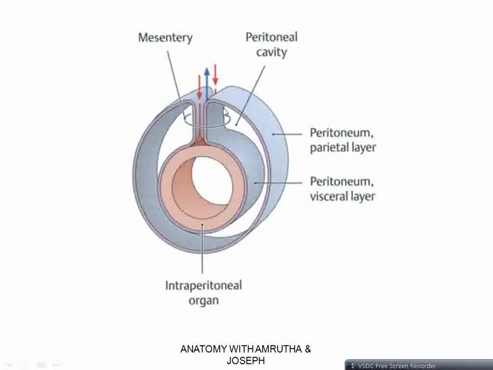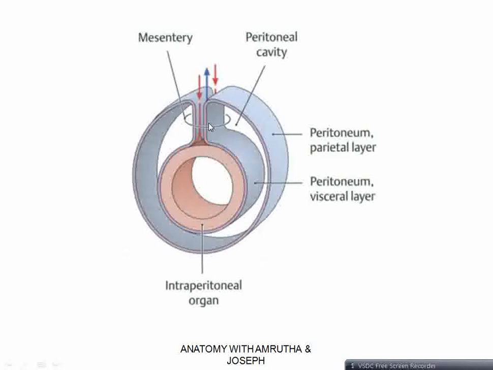becoming the visceral peritoneum, anterior and posterior aspect of the abdominal wall. So the visceral peritoneum covers the organ, and it is going back to the posterior abdominal wall. So there are two layers of peritoneum, and this area of the peritoneum that is connecting the organ to the posterior abdominal wall is called mesentery.